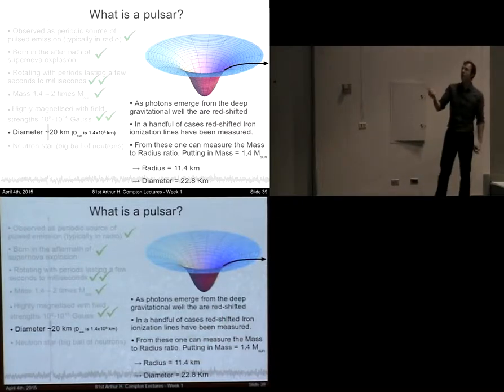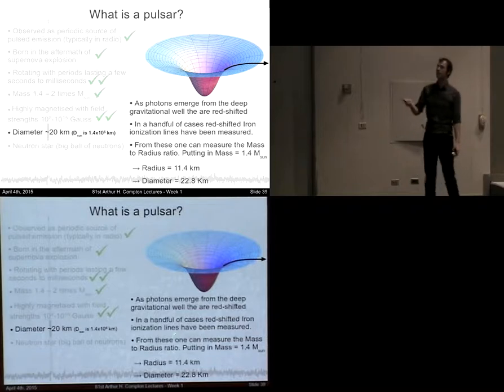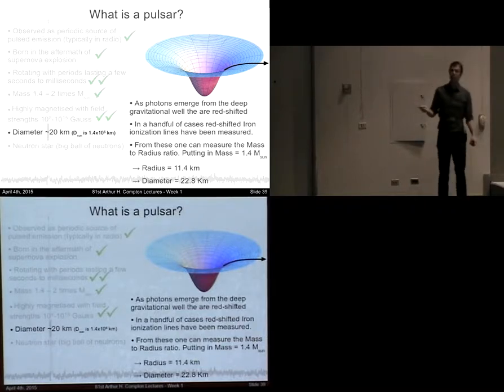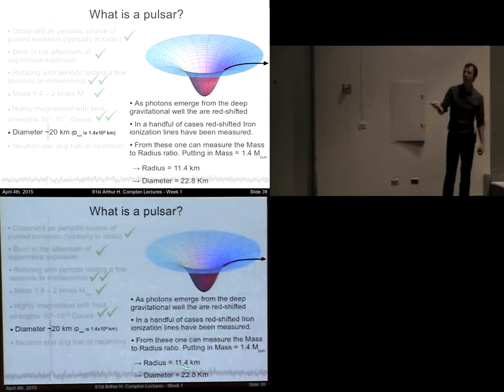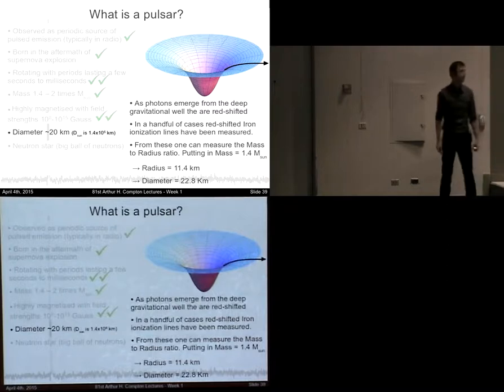And so what the gravitational redshift allows us to measure is the ratio of the mass to the radius. If you follow the numbers correctly, if you put in a mass of 1.4 solar masses, you'll get a radius of 11.4 kilometers for a particular example of redshift that's been measured. And so in this case, the diameter we measured to be 22.8 kilometers.